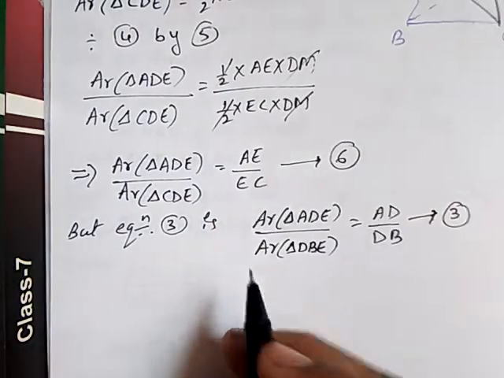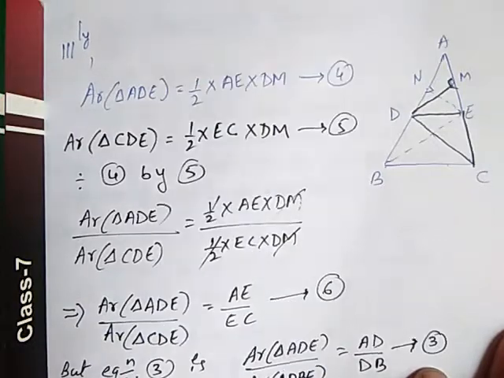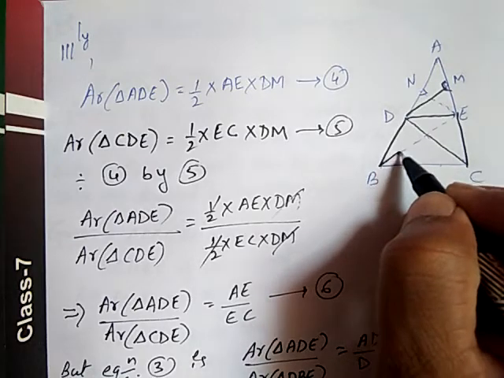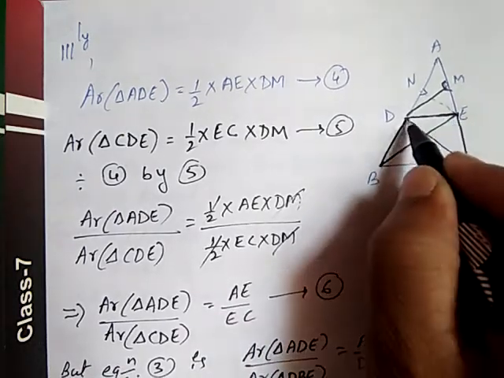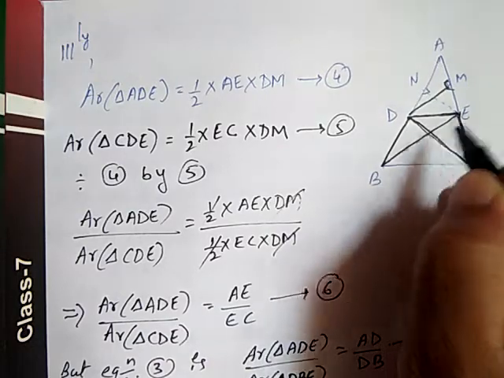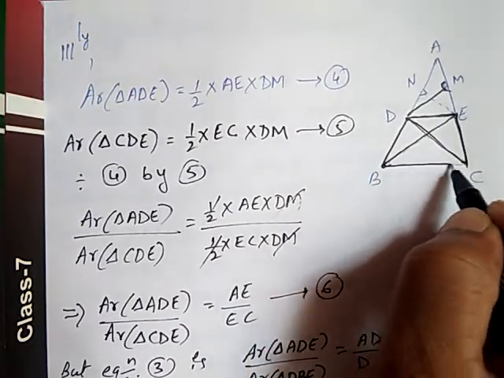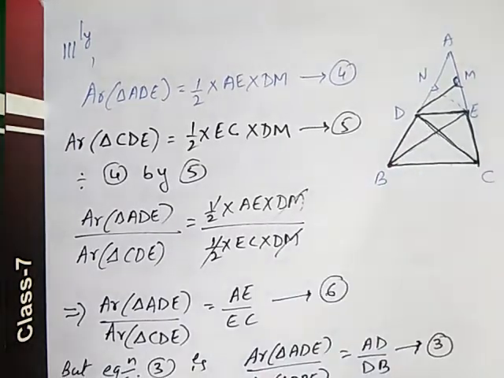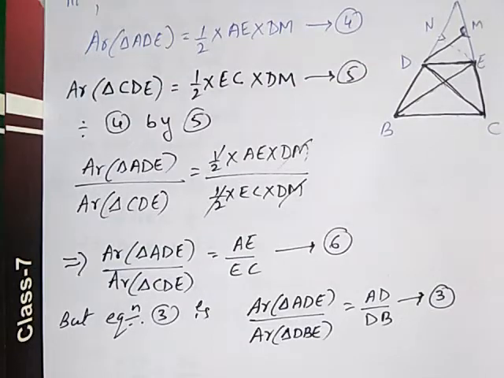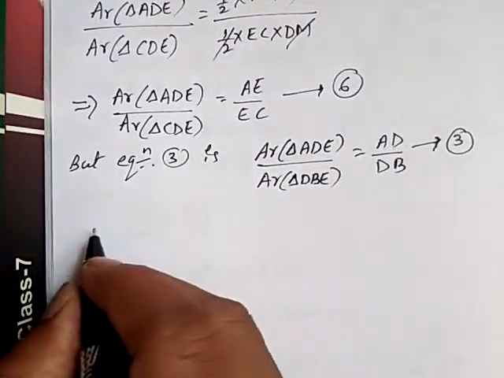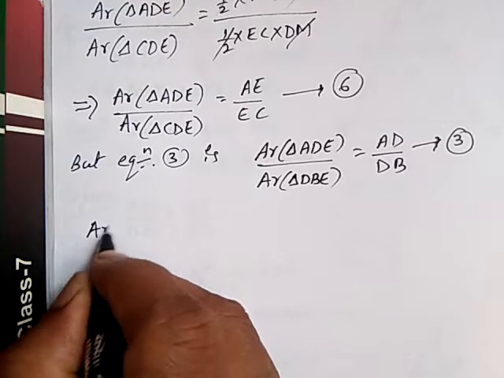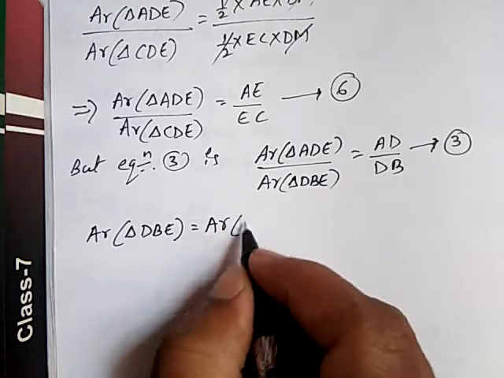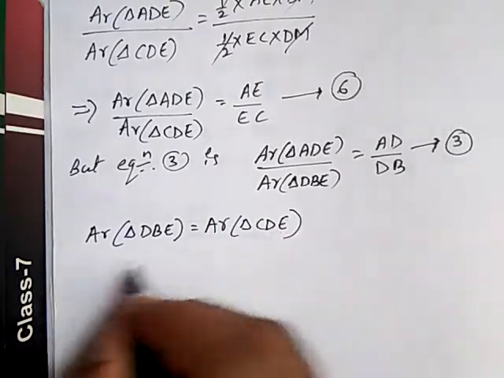See here, in 9th standard we have studied one theorem. Triangles DCE and DBE are lying on the same base, that is BC, and between two parallels. Then the area of both triangles will be equal. So by that theorem we can write here, area of triangle DBE is equal to area of triangle CDE, correct?